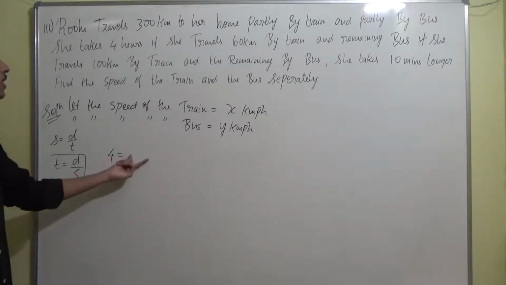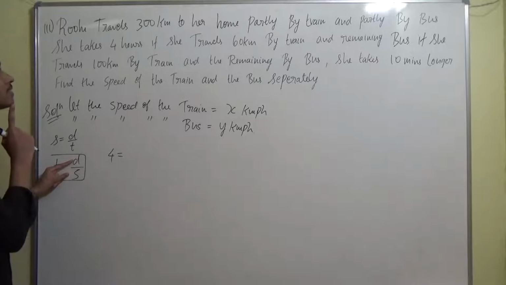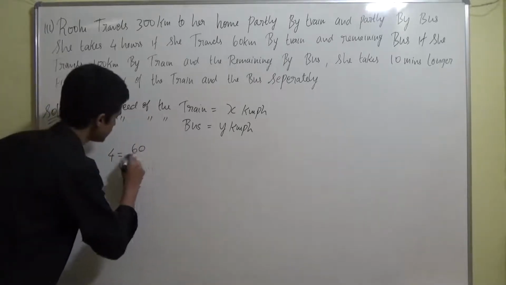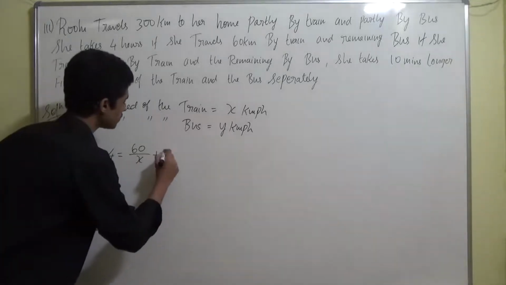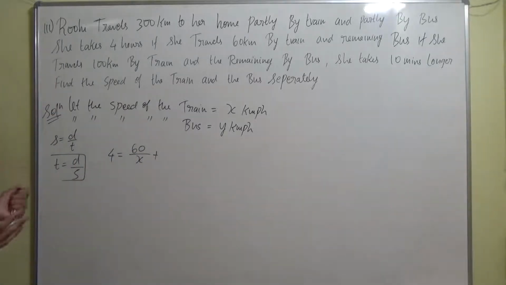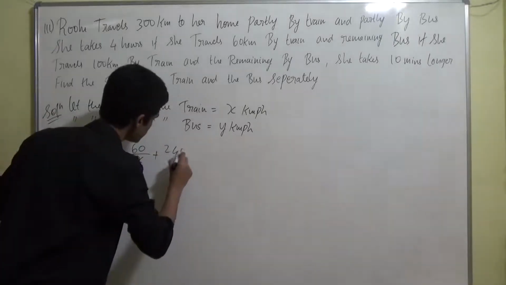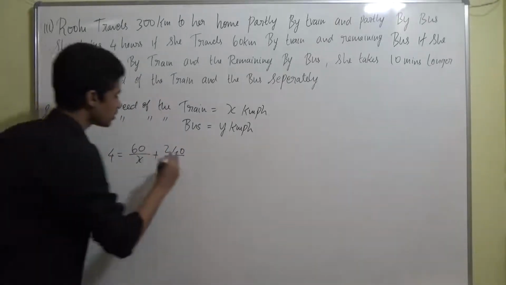So what is the first t1? This t1 would be the distance traveled in the train by the speed of the train. The distance traveled in the train is 60 kilometers, right? Getting it, guys? And the speed is x kilometers per hour. And it's a combination of another thing, that is the bus. If 60 kilometers is traveled by train, what is the remaining distance she has to travel by bus? Out of 300 in total, 60 went in the train, so the remaining is 240 kilometers, which she traveled in the bus at y kilometers per hour. This is how you got the first equation, guys.